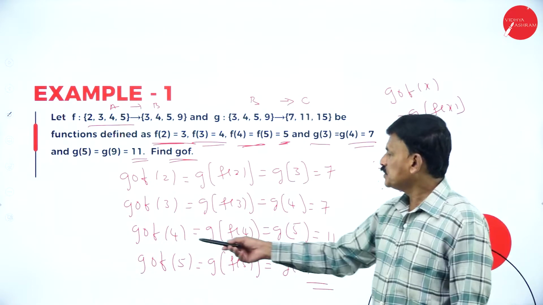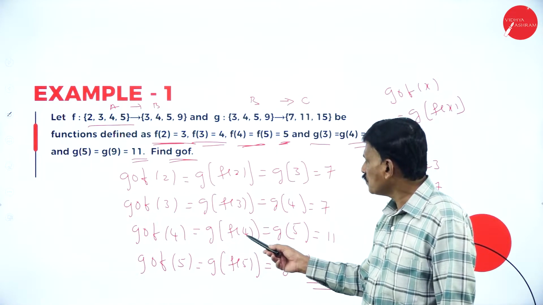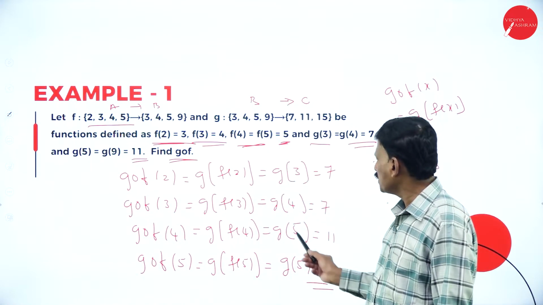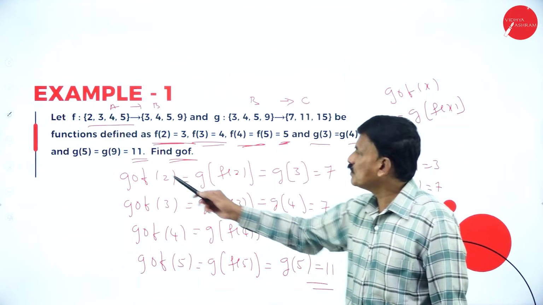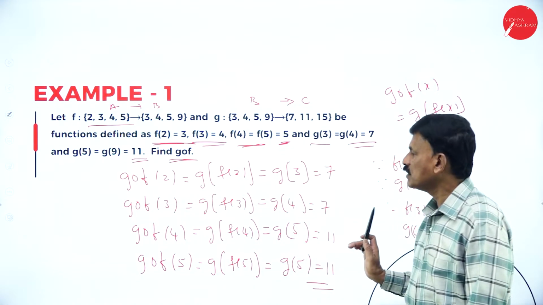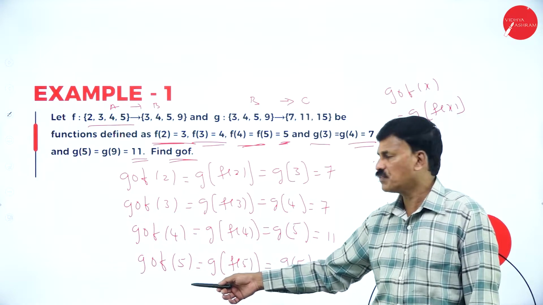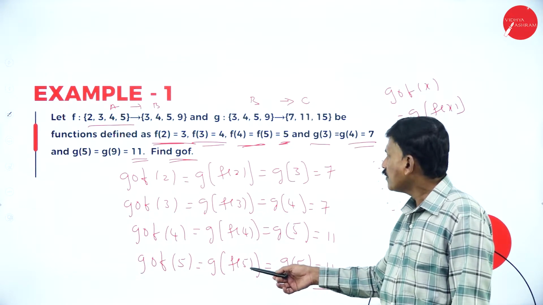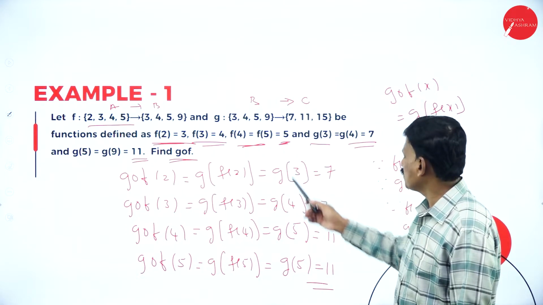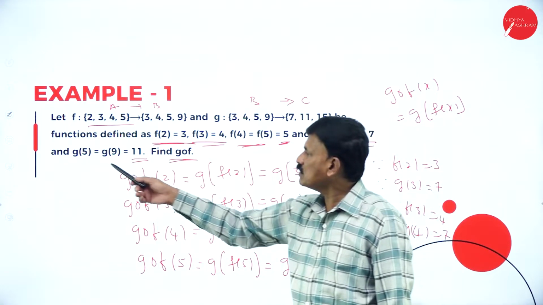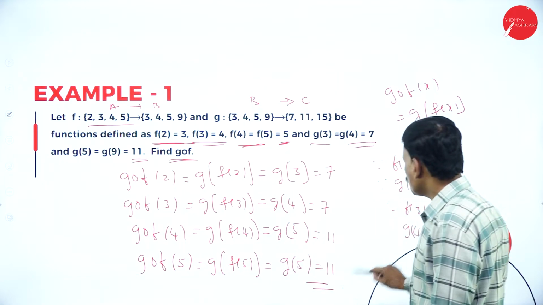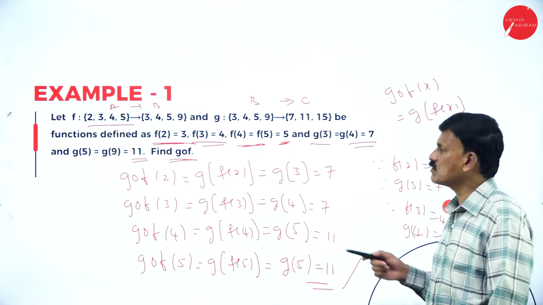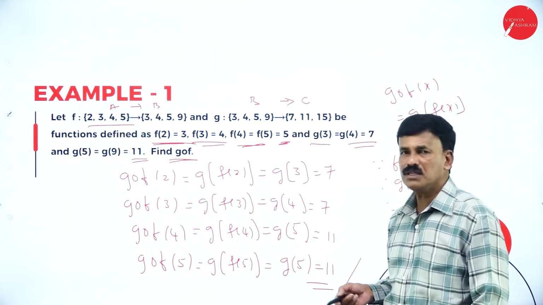And similarly, g naught f of 4 is g of f of 4. f of 4 is given, f of 4 is 5. Again g of 5. g of 5 is given, that's equal to 11. And the last one is g naught f of 5, which can also be written as g of f of 5. What is f of 5? f of 5 is 5. What is g of 5? g of 5 is equal to 11. So, these are the elements. This is called the composition of the function.